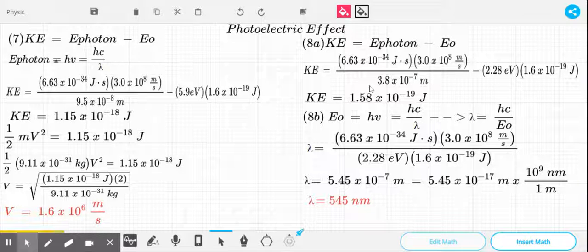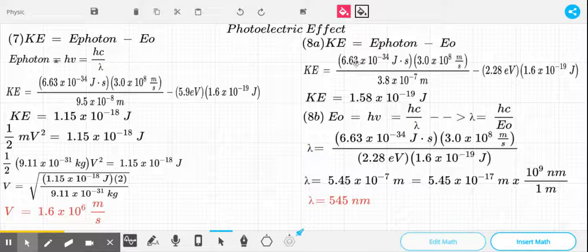For 8a, the number 8 says sunlight, which holds visible wavelengths ranging from 380 nanometers to 750 nanometers, is incident on a sodium surface. The work function for sodium is 2.28 electron volts. For part A, it says find the maximum kinetic energy of the photoelectrons emitted from the surface.